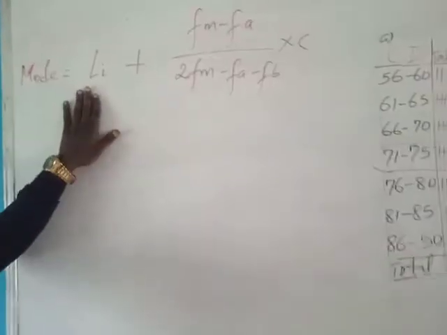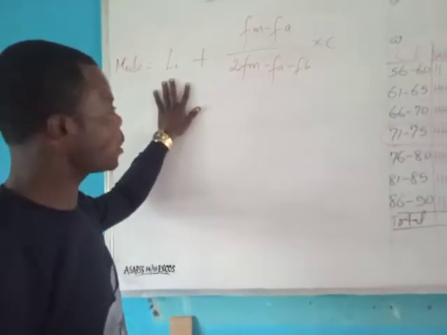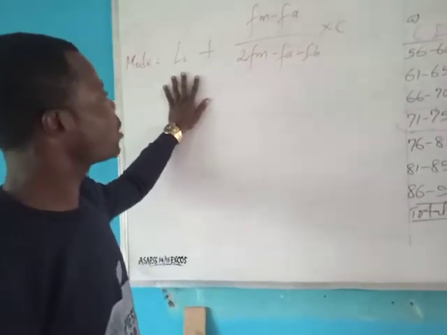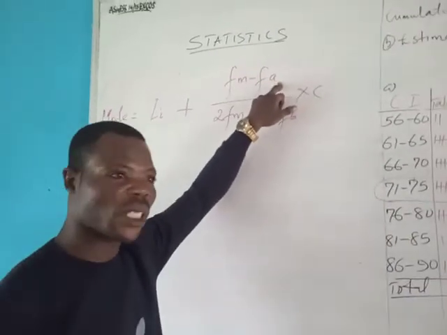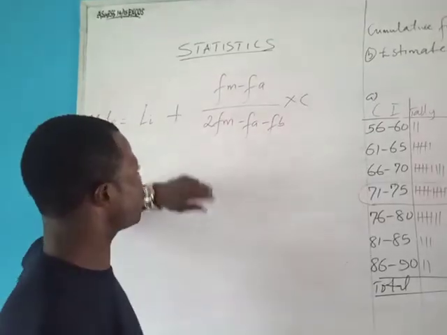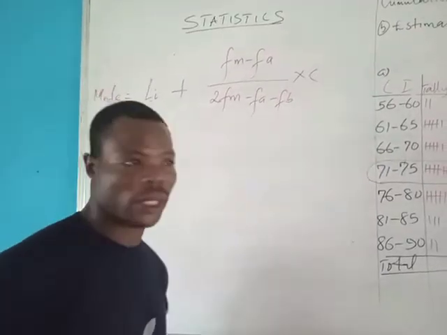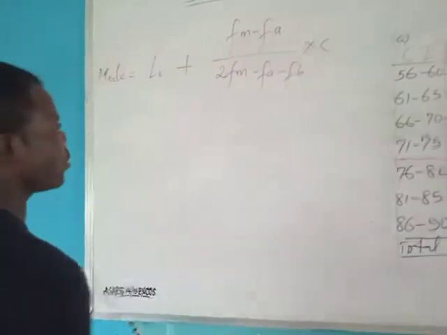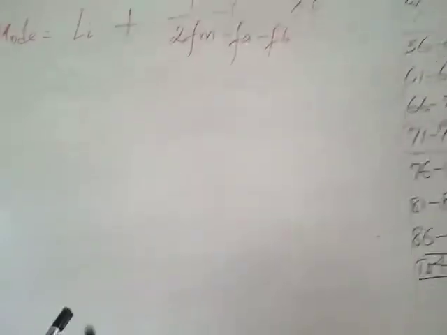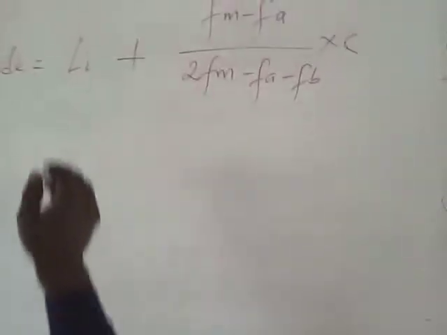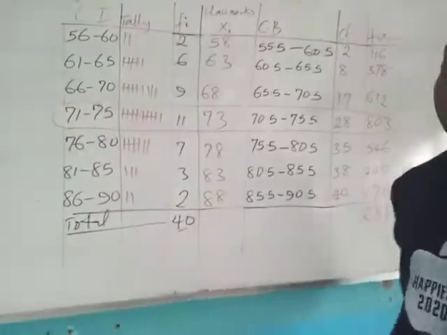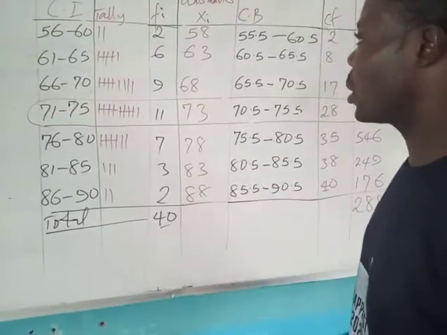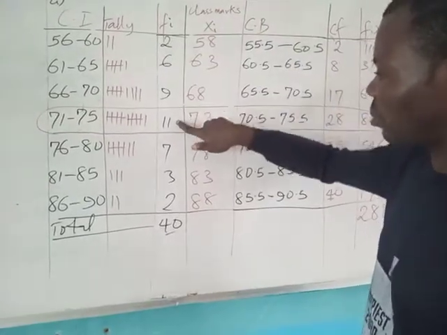Your Li is the lower class boundary of the modal class. Your Fm is the frequency of the modal class. Fa is the frequency above the modal class, and C, of course, is the class size. So let's find the values. The first thing we are going to do is look at the modal class. We know the mode is the highest frequency. So the one with the highest frequency is 11.